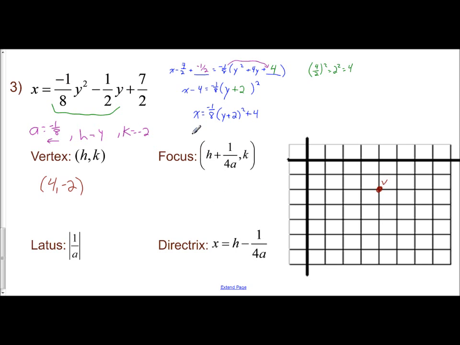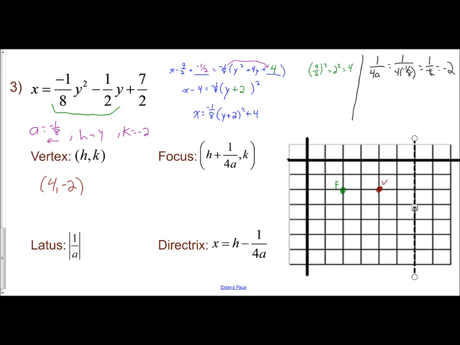I still need to find my 1 over 4a value. That's going to allow me to find the focus and the directrix. So 1 over 4a, 1 over 4 times negative 1/8. And that's going to give me 1 over negative 1/2, which is negative 2. So that means I go 2 units, since it's opening to the left, my focus is 2 units to the left of the vertex. There's my focus. And if I want my directrix, I'm going to go 2 units to the right. 1, 2. And there we go.